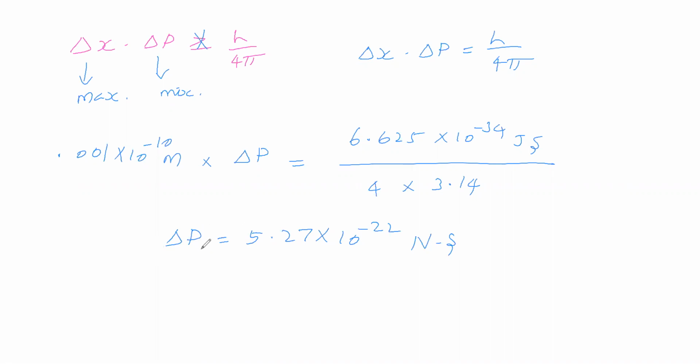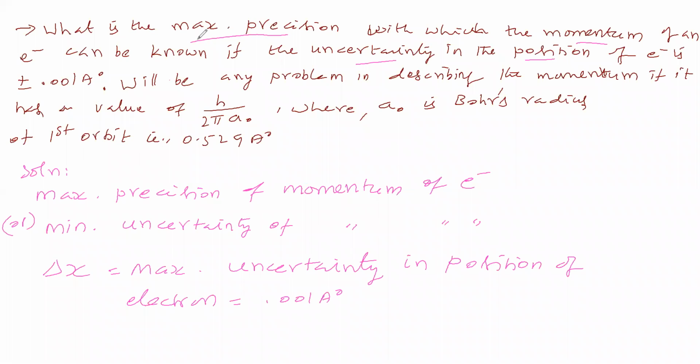This is the minimum uncertainty in momentum. We got it. Minimum uncertainty in momentum means maximum precision. So we got the maximum precision of momentum of electron. So next question we'll see.